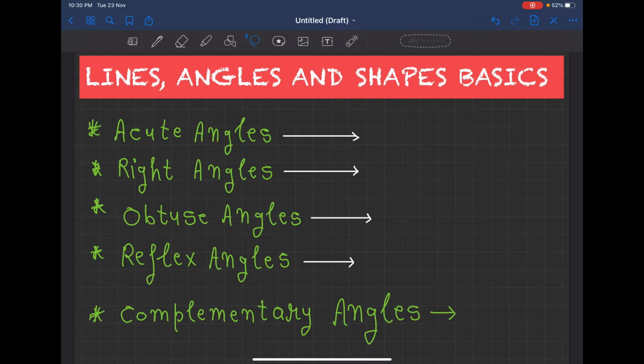So, we have finished with our algebra series of IGCSE, and today we are going to start a new lecture series, and the chapter name is Lines, Angles, and Shapes. So, it's the first lecture, and we're going to start with the basics of the chapter.